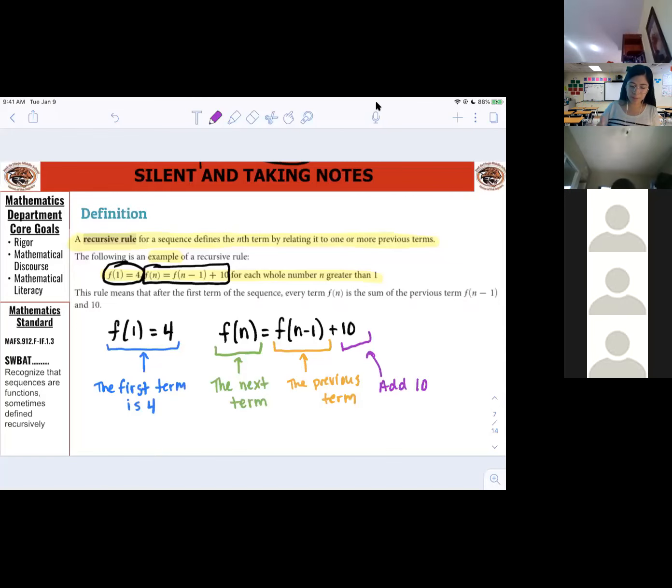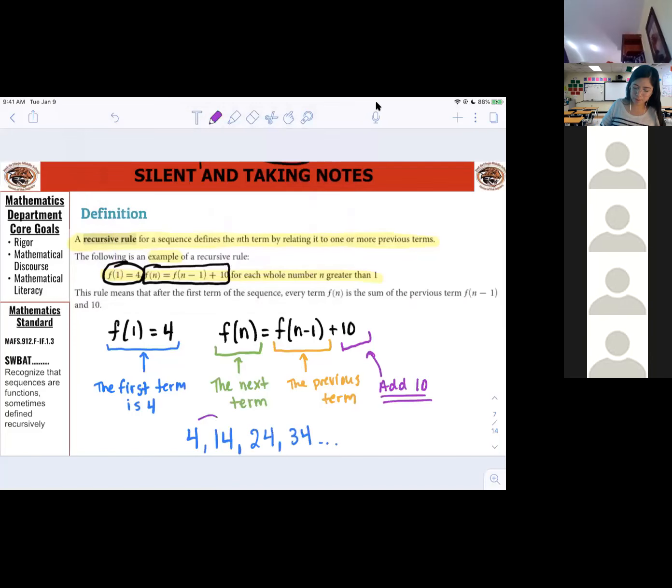So if my first term is 4, what's my next term going to be? 14. Then what comes next? 24. Then 34. What are we adding each time? 10. Because my rule literally just tells me to add 10 to the previous number.